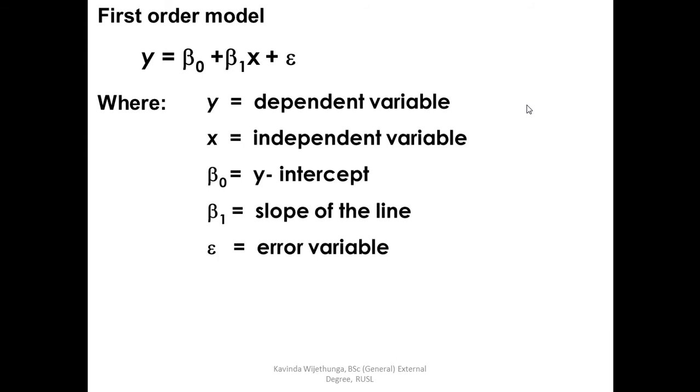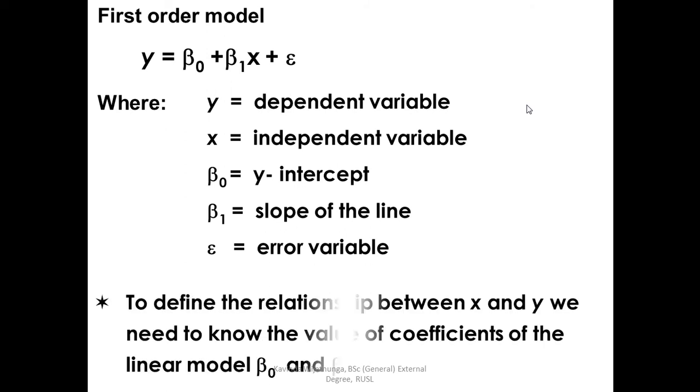First order model, y equals beta naught plus beta 1x plus epsilon. Where y equals the dependent variable, x equals the independent variable, beta naught is the intercept, beta 1 is the slope of the line, and epsilon is the error variable. To define the relationship between x and y, we need to know the values of the coefficients of the linear model, beta naught and beta 1.